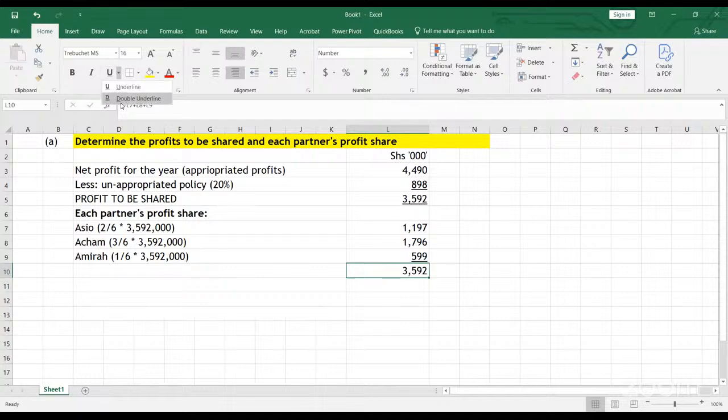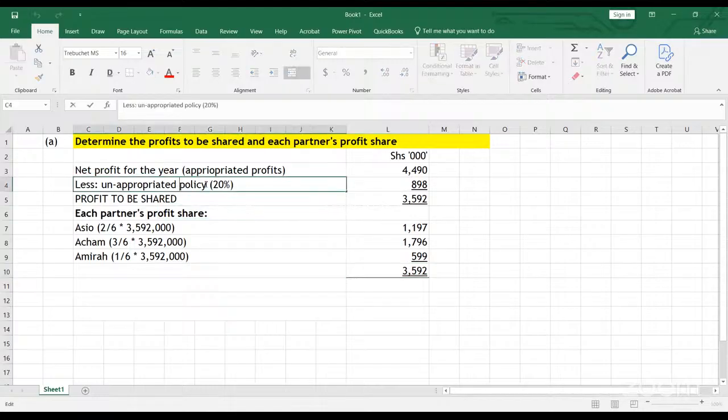So that is the profit share. The profits to be shared are these. It was just a matter of getting the profit, less unappropriated profits. That was 20%. Then you get this. These are profits to be shared. Then you show the shares according to the ratio of the partners, how they share their profits. Okay, so that is part A of that question.